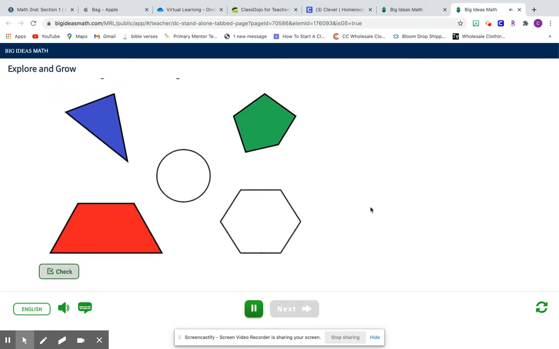Select the hexagon to color it orange. Right, the hexagon has 6 sides. 1, 2, 3, 4, 5, 6.